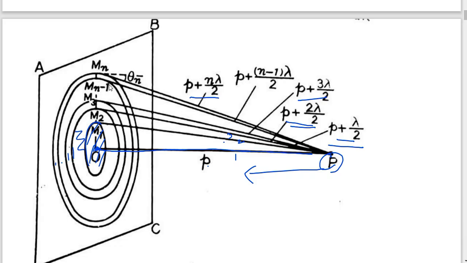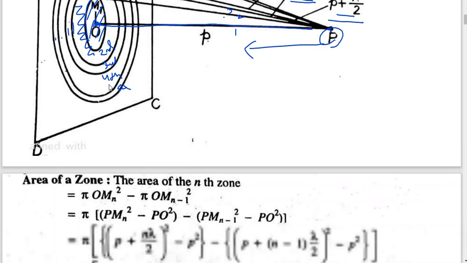This region is the second half period zone, this one is the third half period zone, this is the fourth half period zone, and this is the fifth, and so on. So we have to study different intensity parameters and amplitudes due to the half period zones. Let's discuss one by one.